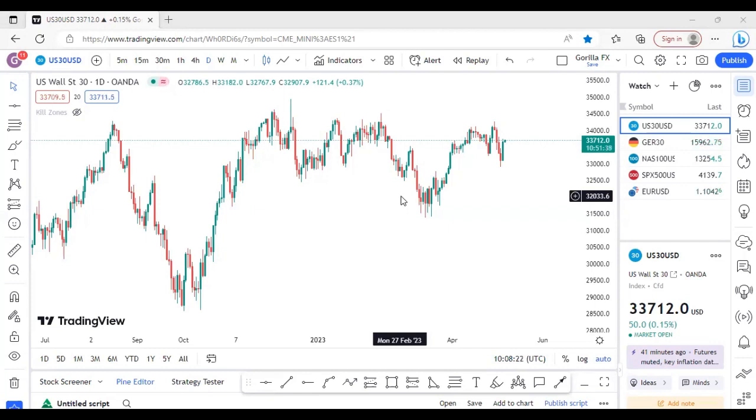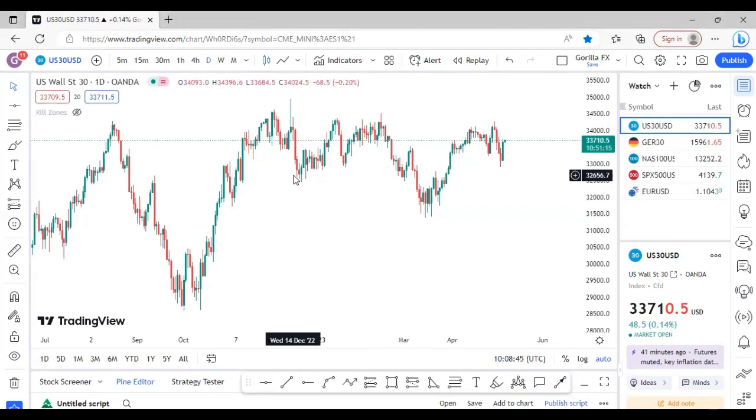I'm just gonna be showing you how I mark off my resistance and support lines, trend lines. How I mark off my resistance and support trend lines. So without me wasting your time, let me just dive into it.